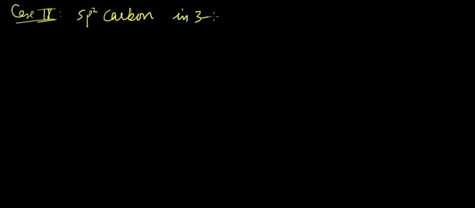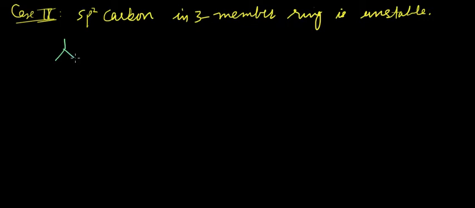So let us delve into case 4. Case 4 is if sp2 carbon is present in a 3-member ring, then the ring is unstable. I will just write: sp2 carbon in 3-member ring is unstable. Okay, so let us look into the examples of it, and I will shortly give you the reason why sp2 carbon in a 3-member ring is unstable.